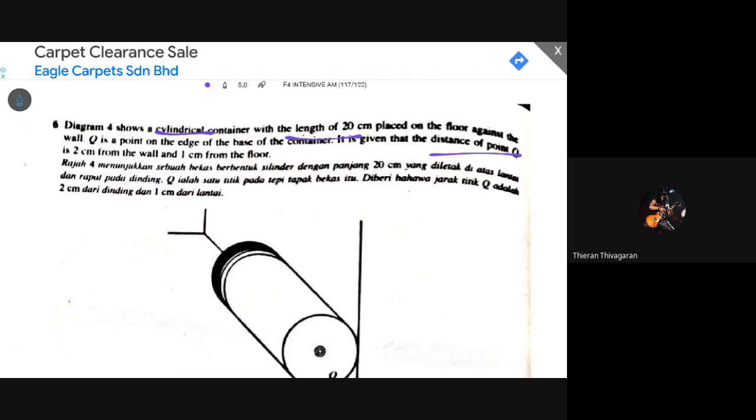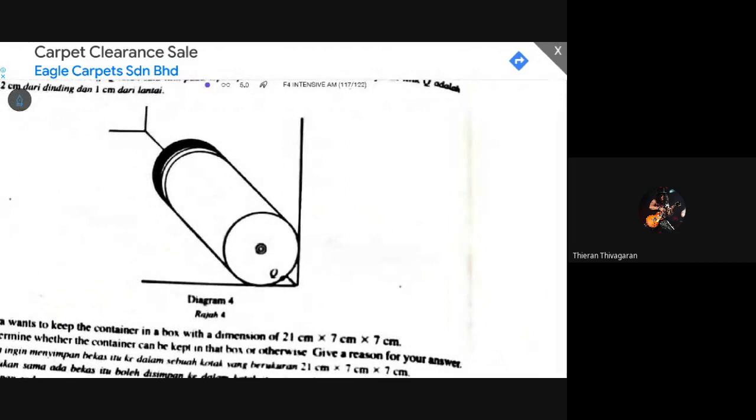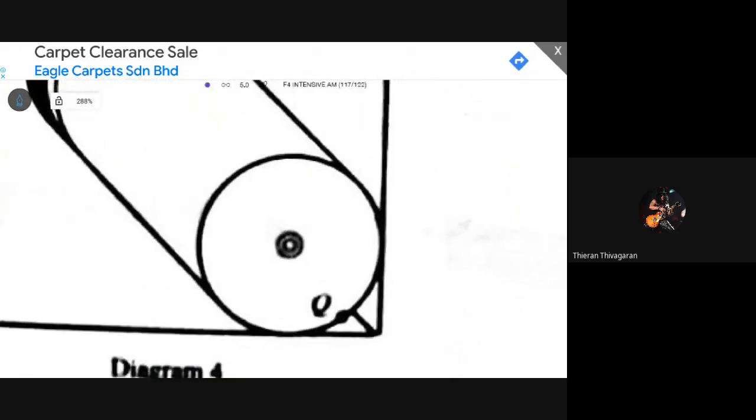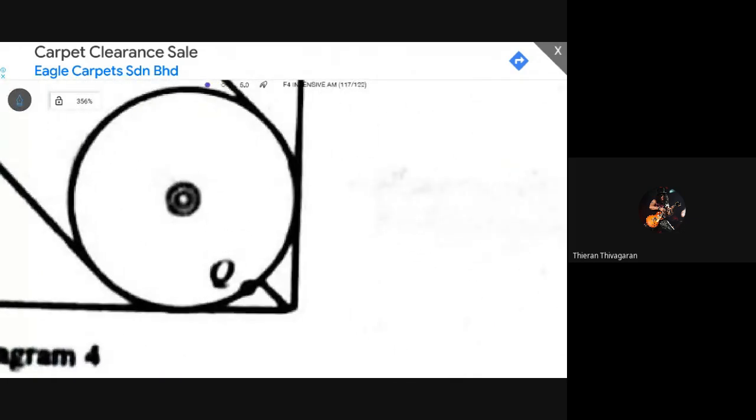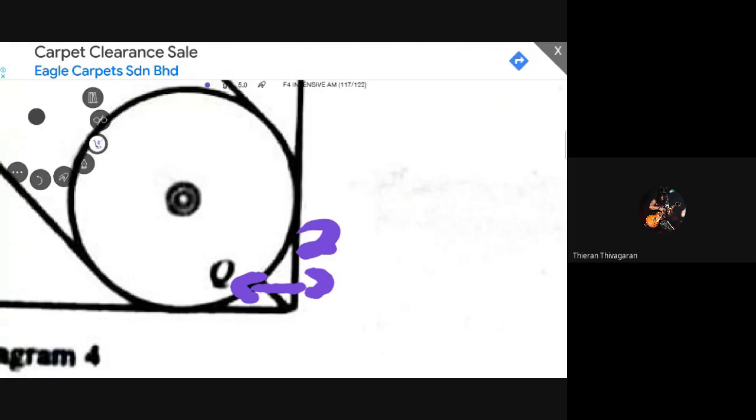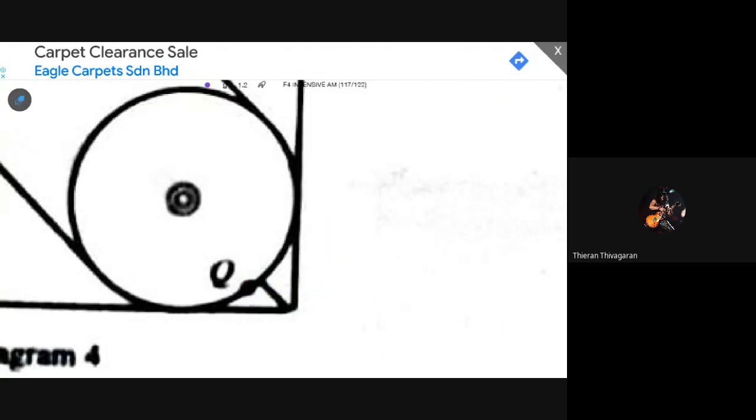Okay, so just look at the info given. Cuba highlightkan info. Distance of point Q is 2 cm from the wall and 1 cm from the floor. So kamu kena sebenarnya lakar kat wajah ini. You need to draw on this diagram. Okay, they said that distance of point Q from the wall is 2. Wait, yang ni sangat besar. Saya tak boleh guna. Saya kena reduce thickness sikit. Sebab nanti tak boleh nampak.